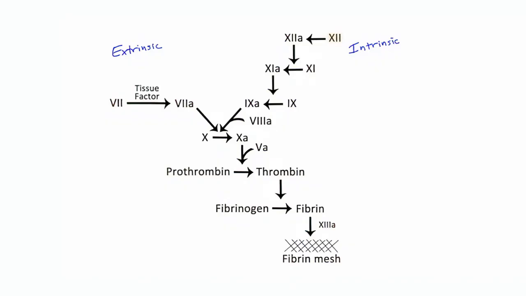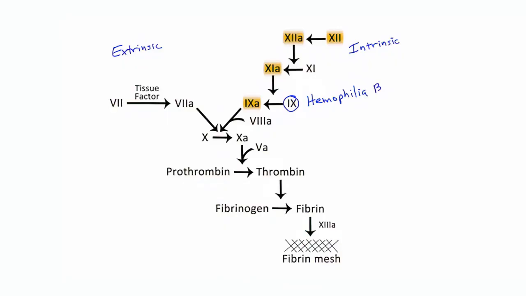This starts at the top with factor 12. And for all these, remember that the A form is the activated form. So in the intrinsic pathway, you have 12, which cleaves to 12A, and that converts 11 to 11A, and then 9 to 9A. Now what happens if you're deficient in factor 9? Well, that's hemophilia B. So hemophilia B is a deficiency of coagulation factor 9.